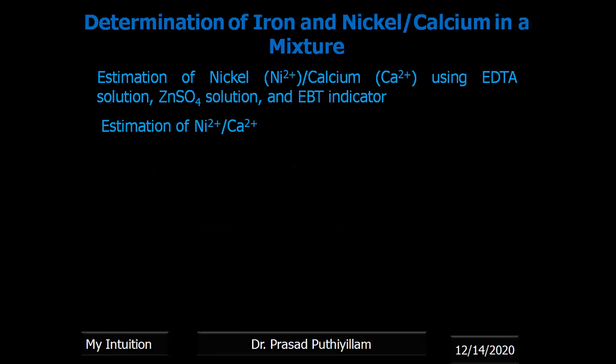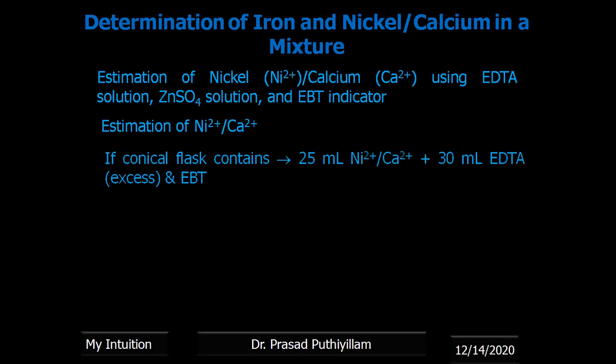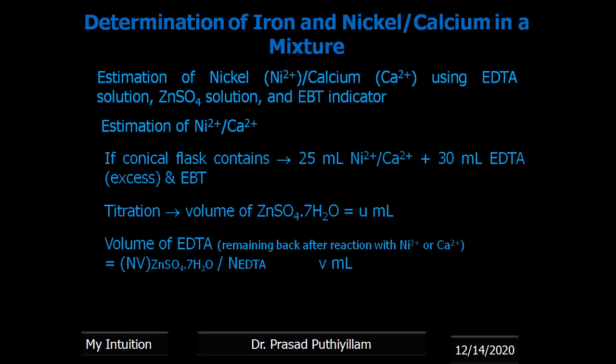Then the estimation of nickel or calcium, its calculation. If the conical flask contains 25 ml of nickel or calcium ion, mixed with 30 ml EDTA, which is actually in excess, then EBT is used as indicator. We titrate it with zinc sulfate 7H2O solution. Let the titer volume be U ml. After getting the concordant titer value, that is taken as the volume of zinc sulfate. Therefore, we get the volume of EDTA remaining back after reaction with the nickel ion or calcium ion.